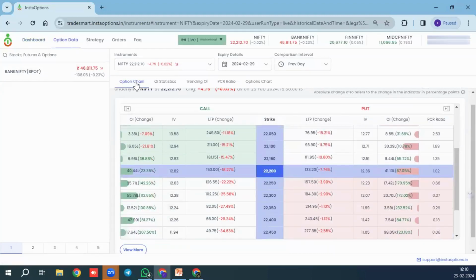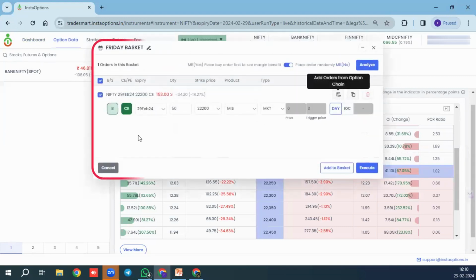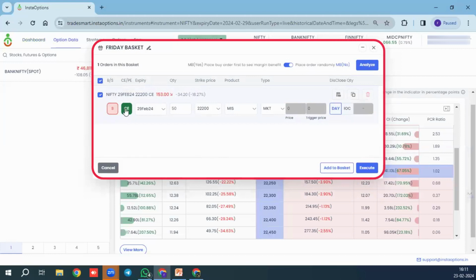ऑप्शंस डेटा में ऑप्शंस चेन है. See, whenever you see a strike price in this platform, wherever you see a strike price, you can buy and sell. So that is one very easy, and you can do it very fast as well. So you can see buy and sell here. Okay, if you want to sell, you can just toggle this here, sell.